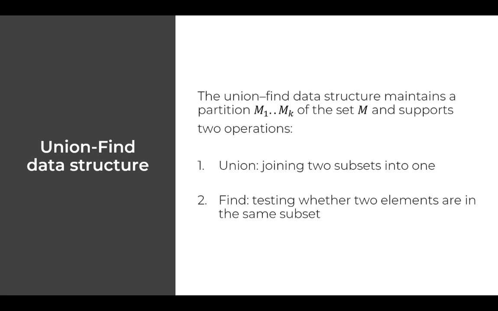When we look at this data structure, there are two operations that are important. We want to maintain a partition M1 to Mk of the set M and support two operations: union, which is joining two subsets into one, and find, testing whether two elements are in the same subset. Note that after the union of two subsets, the result is still a partition of M.